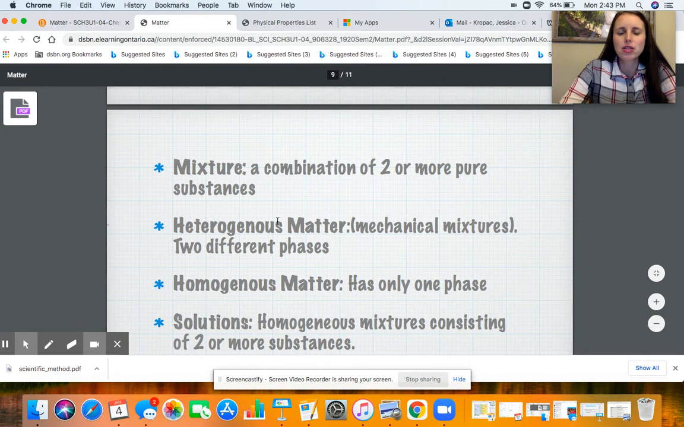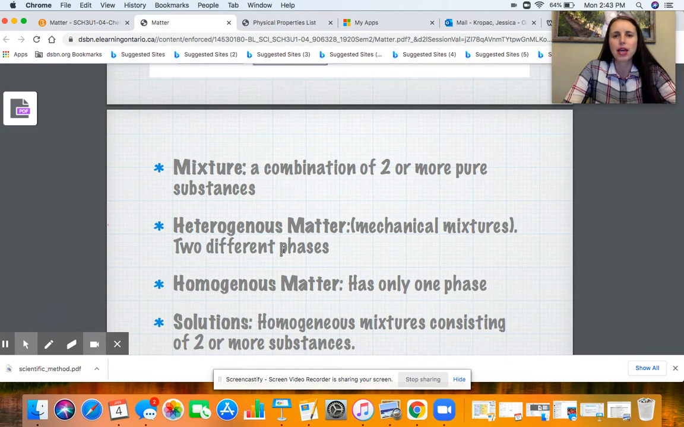A heterogeneous mixture is also called a mechanical mixture. It has 2 different phases. So the example that we gave you in grade 9 is if you have a heterogeneous mixture, you can see 2 different phases. A great example of a heterogeneous mixture is trail mix. I can see lots of different things in trail mix. Therefore, I know I have lots of different parts.